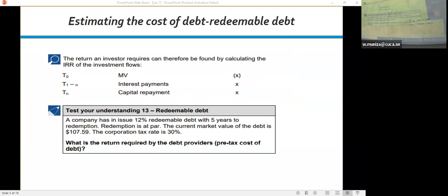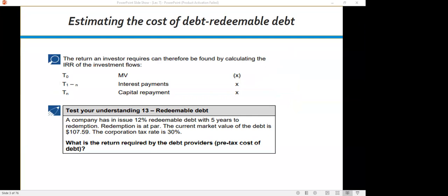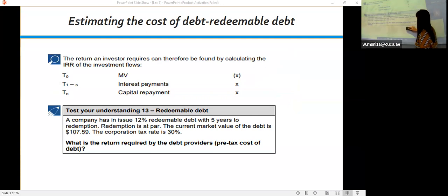Over here, we had ignored the factor of interest. As we have discussed, there is a pre-tax cost of debt and a post-tax cost of debt as well. Pre-tax cost of debt is basically the required rate of return by debt providers. And post-tax cost of debt is basically the cost of capital for the company. Are you clear about both of these things? So if you are required to calculate the post-tax cost of debt, then you have to consider the tax factor also in your calculations. If you are calculating the pre-tax, then there is no need for that.